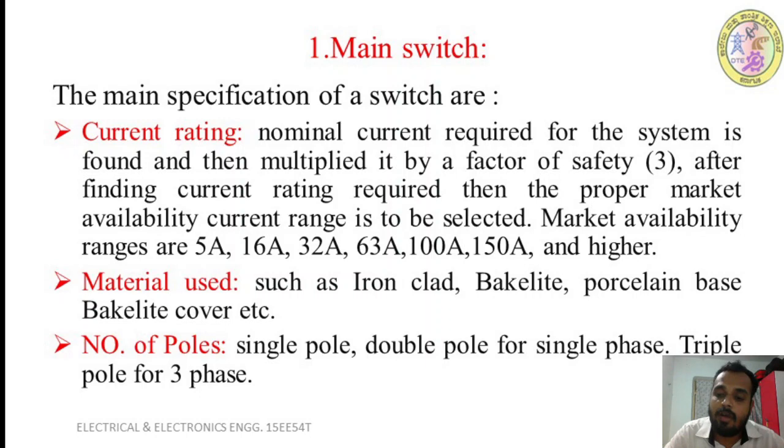After multiplying the current rating by the factor of safety, you will get some value. Then you have to see the current rating of the switch, and select the market-available rating nearest to your calculated value.